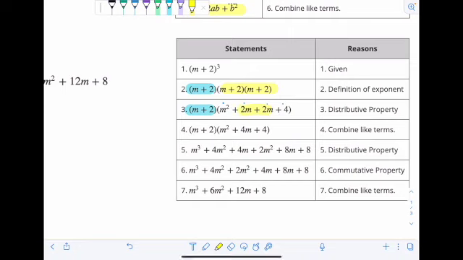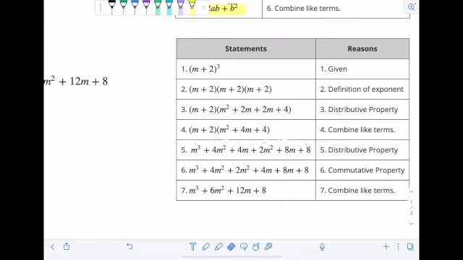And then from here, we're just combining like terms. So 2m and 2m becomes 4m by combining like terms. And then between step 4 and step 5, we're now just using the distributive property again. So we're taking this first m and distributing it to all 3 terms in the second parentheses. So m times m squared is m cubed. M times 4m is 4m squared, m times 4 is 4m, and then now we're taking the 2 and distributing it. So 2 times m squared is 2m squared, 2 times 4m is 8m, and then 2 times 4 is plus 8.